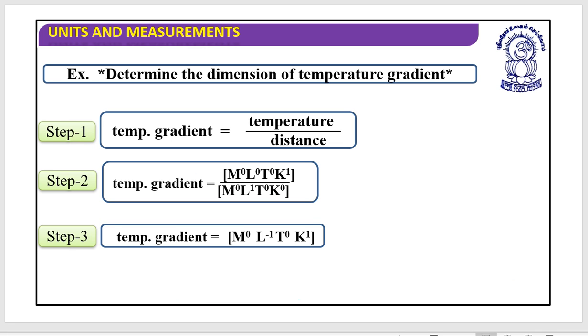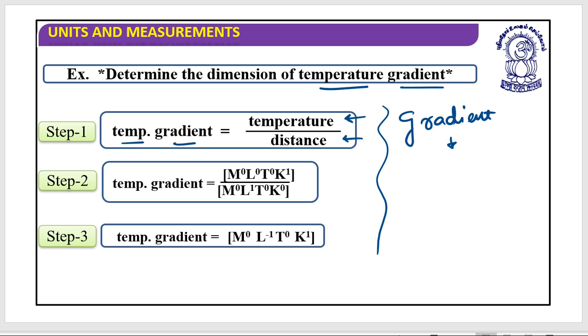One more. We need to find out the dimensional formula of temperature gradient. So first thing, what is temperature gradient? You might know what temperature gradient is. Temperature divided by distance. Remember one thing, whenever the word gradient is there, every time you need to divide a certain quantity by distance.